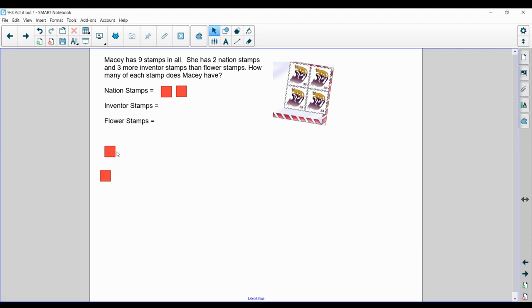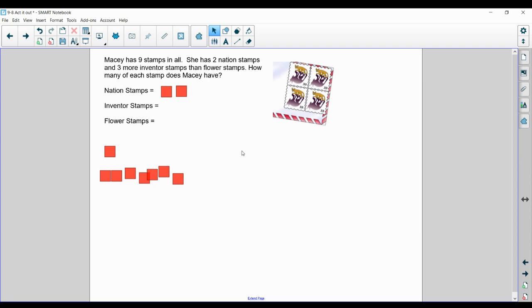So I'm going to take these down here. 3, 4, 5, 6, 7, 8, and 9. Now, she has 2 nation stamps and 3 more inventor stamps than flower stamps. So I know that the inventor stamps has to be 3 more than the flower stamps.